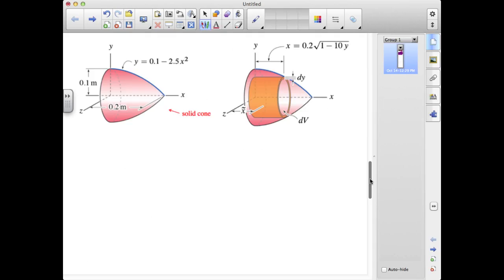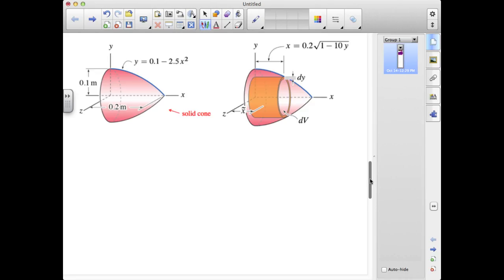For our second solution, we're going to use this cylindrical shell element. This is a little bit trickier than the disk element. If we think first about the disk element, we were integrating along x, and at x equals 0, the disk element had its largest radius, corresponding to y equals 0.1 meter.